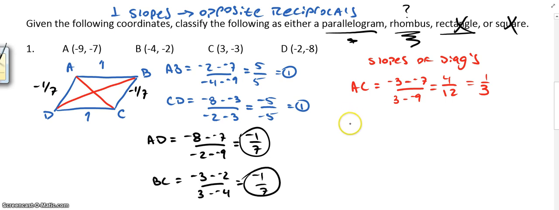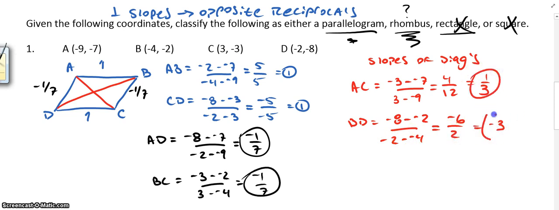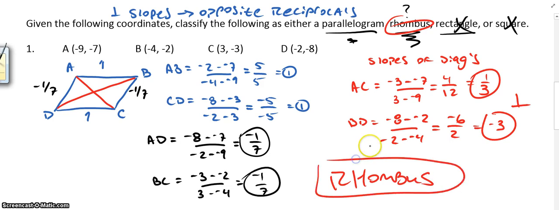Now let's test BD. So I have -8 minus -2 over -2 minus -4. Keep, change. Gives me -6 over, keep, change, 2, which is -3. So 1/3 and -3 are opposite reciprocals, so we know my diagonals are perpendicular. So a parallelogram with perpendicular diagonals is most specifically a rhombus. If those diagonals were not perpendicular, we would have just had a plain old parallelogram.